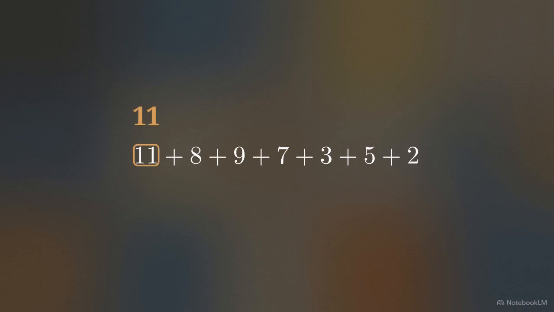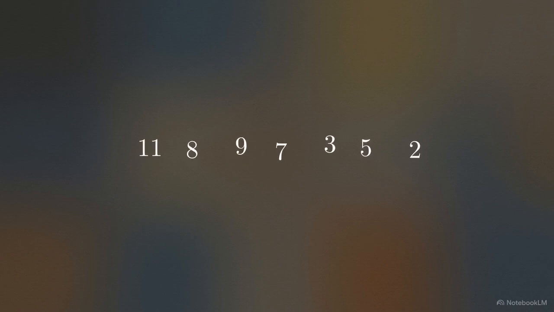Look at this equation, 11 plus 8 plus 9 plus 7. If you try to add these up from left to right, your brain has to hold on to a constantly changing total while processing the next number. By the time you reach the 3, your short-term memory is already starting to max out. Sequential addition is slow because it forces the brain to juggle too many variables at once.